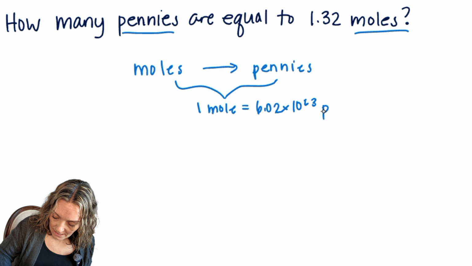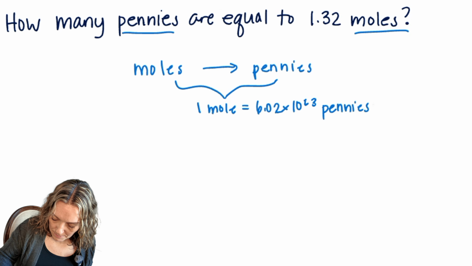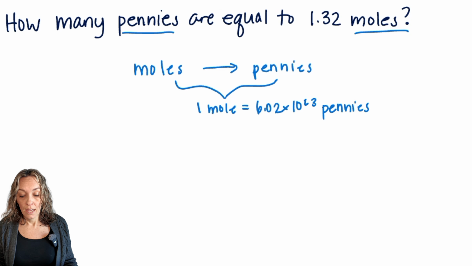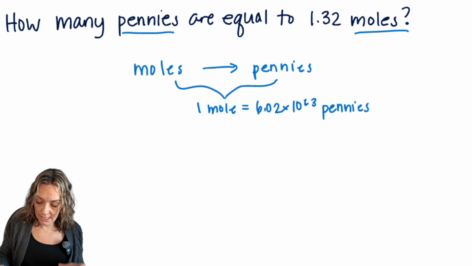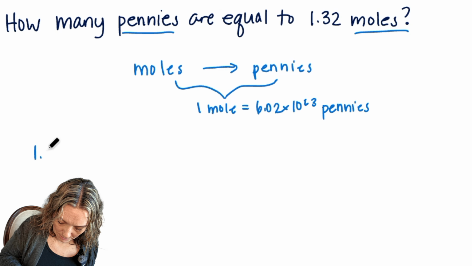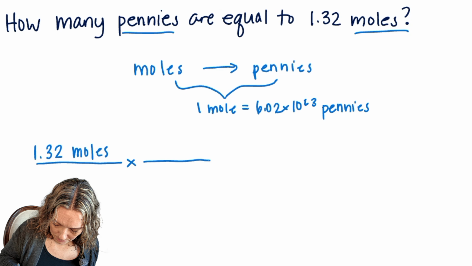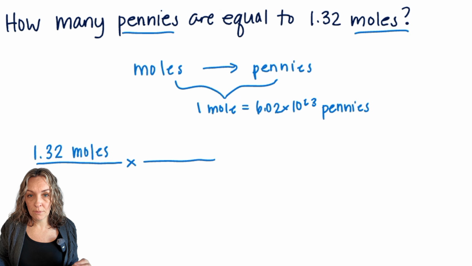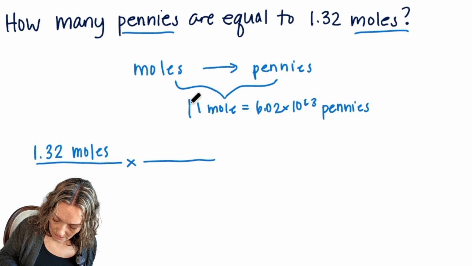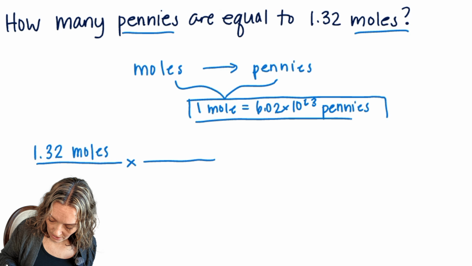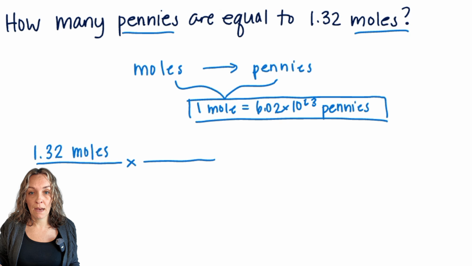In this case, the object is pennies. Now that I've found my connection, I'm ready to set up the problem. And when I set up the problem, I'm going to start with the number that is given, 1.32 moles. I'm going to multiply. The top and the bottom have to be equivalent amounts, which these are. So I'm going to put 1 on the top and 1 on the bottom.